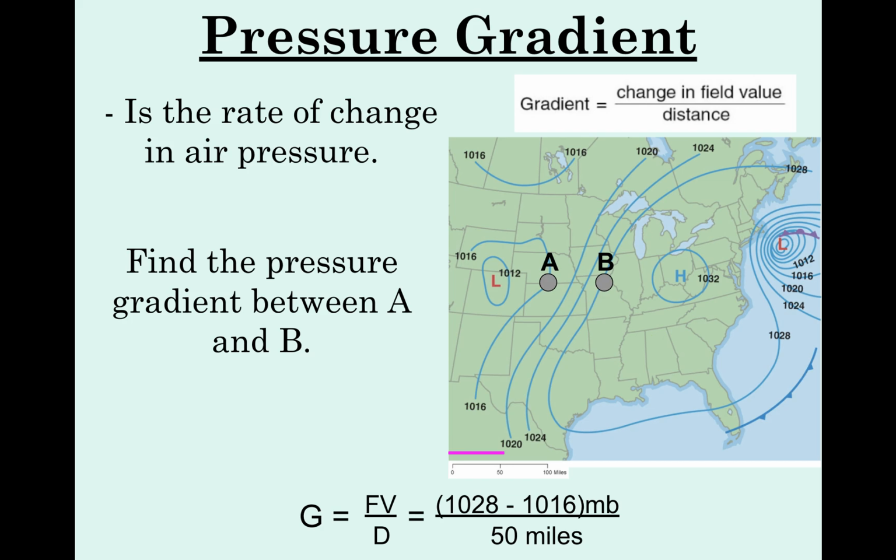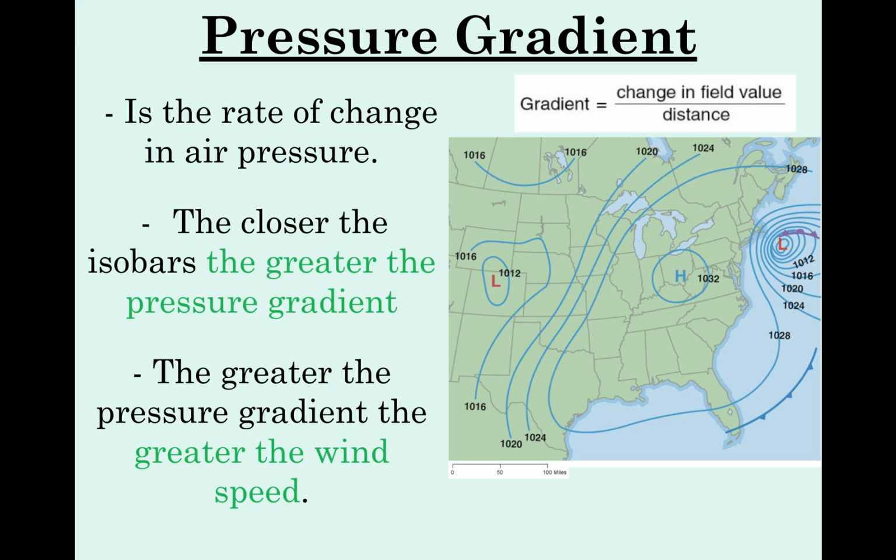So now if I calculate that out, 1,028 minus 1,016 is 12 millibars over my 50 miles. If I punch that in my calculator, I'm going to get 0.24 millibars per mile. That is my pressure gradient.